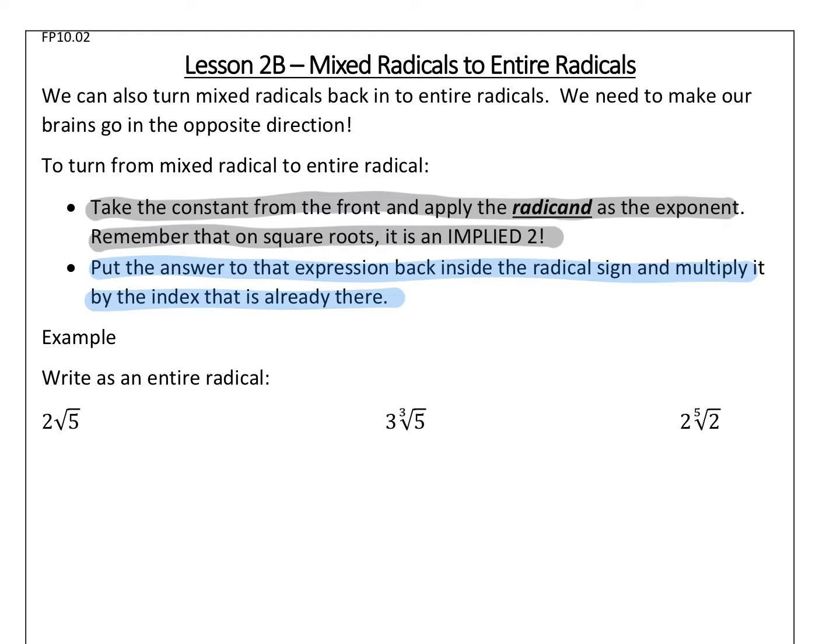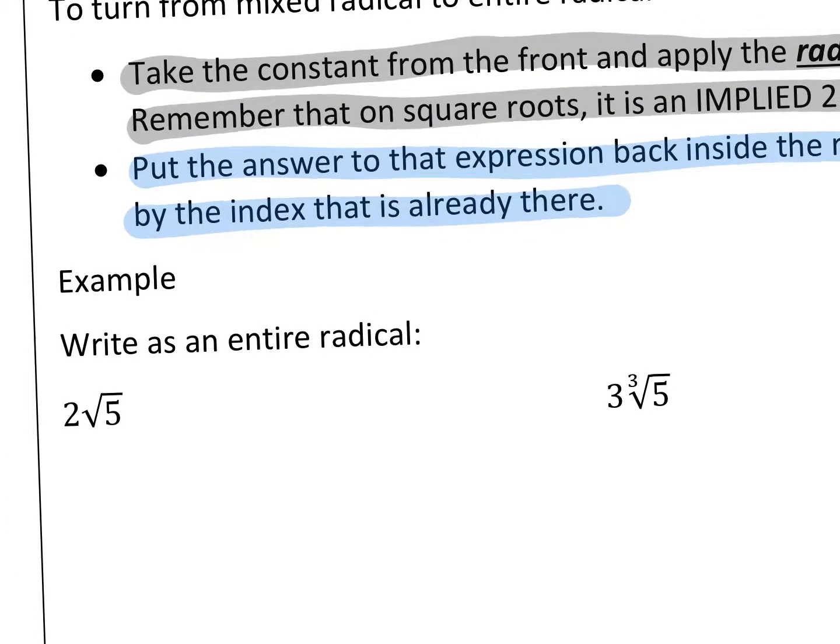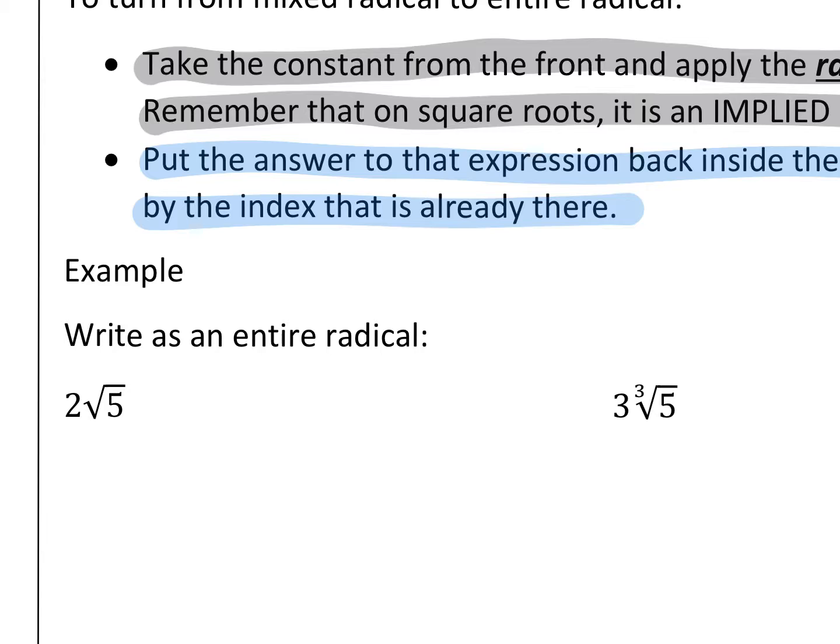Okay, so in this first example, I'm just going to make this a little bit bigger here. We have an implied little 2 here. So what you're going to do is take the number out in front, which is a 2, apply the radicand as an exponent, and move it back inside and multiply. Basically you're asking yourself, what was inside of there that I square rooted and got a 2 out? So 2 squared is 4 times 5, which is 20.